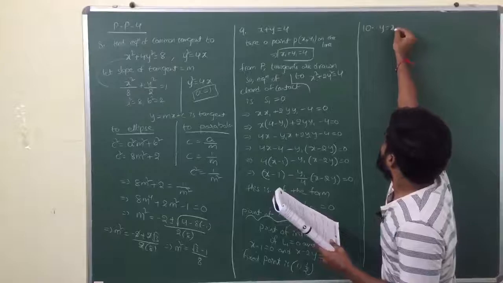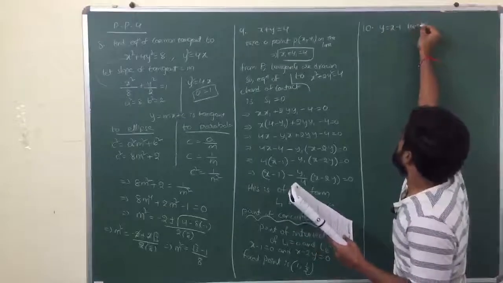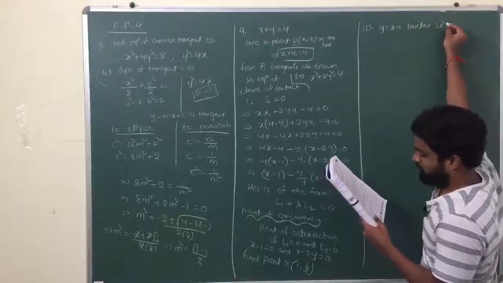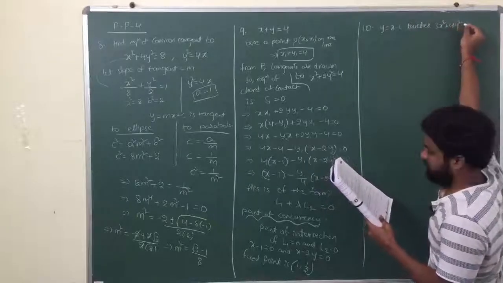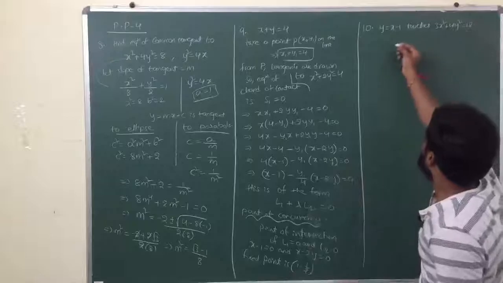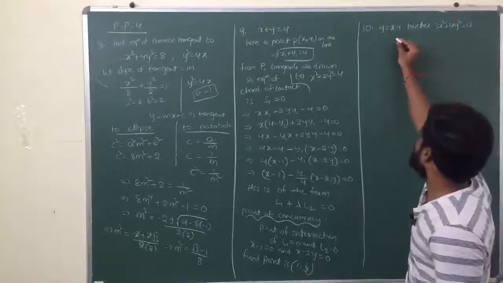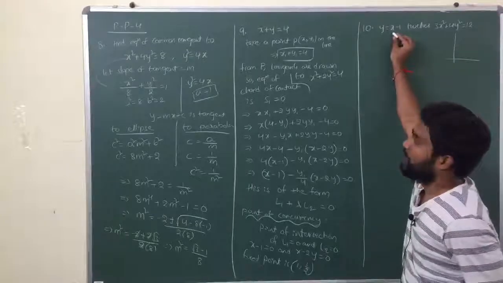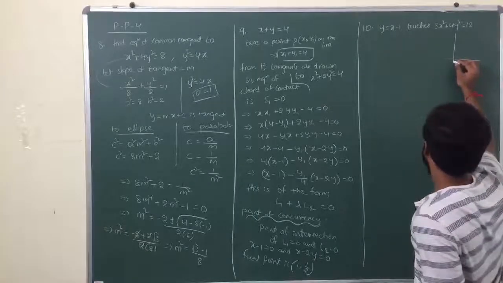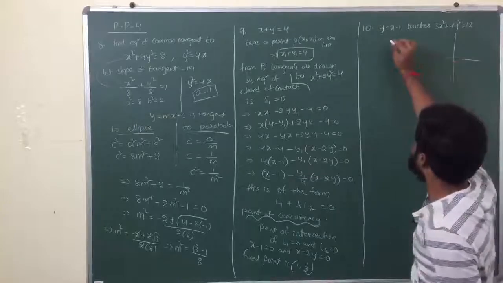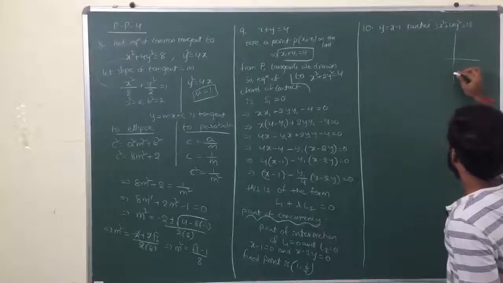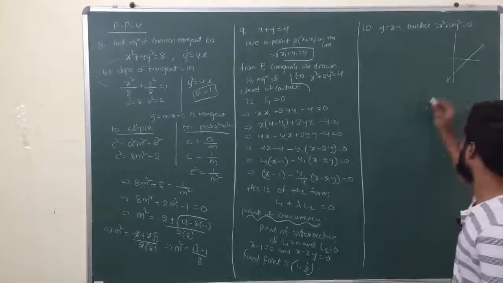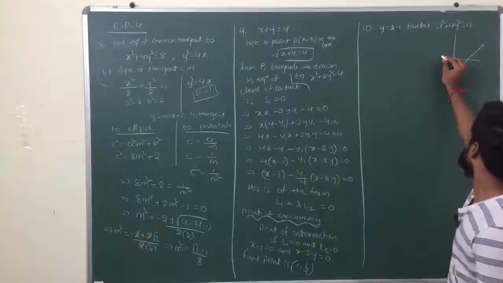So, y is equal to x minus 1 touches 3x square plus 4y square is equal to 12. Now y is equal to x minus 1. Draw the line y is equal to x minus 1 first. Put x is 0, y is minus 1, and put y is 0, x is 1. So this is the line.